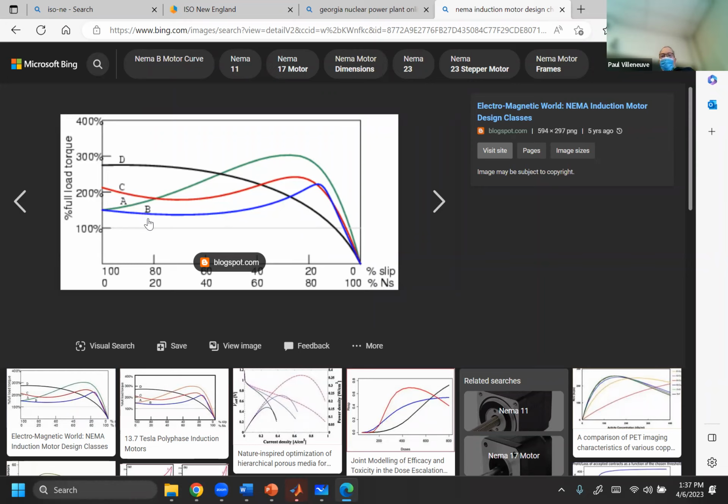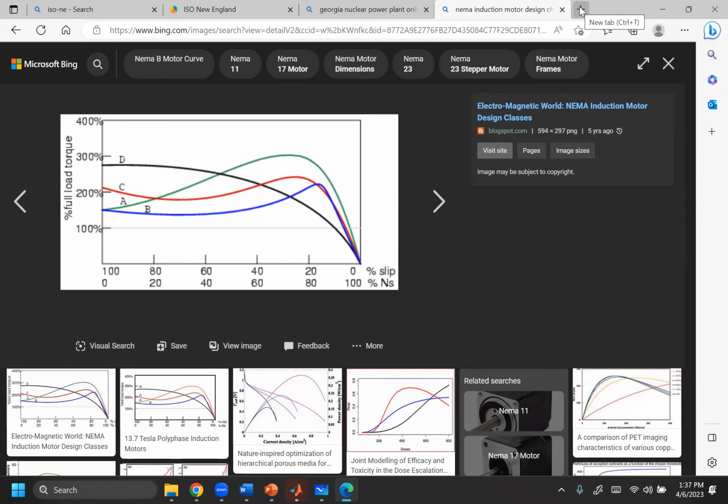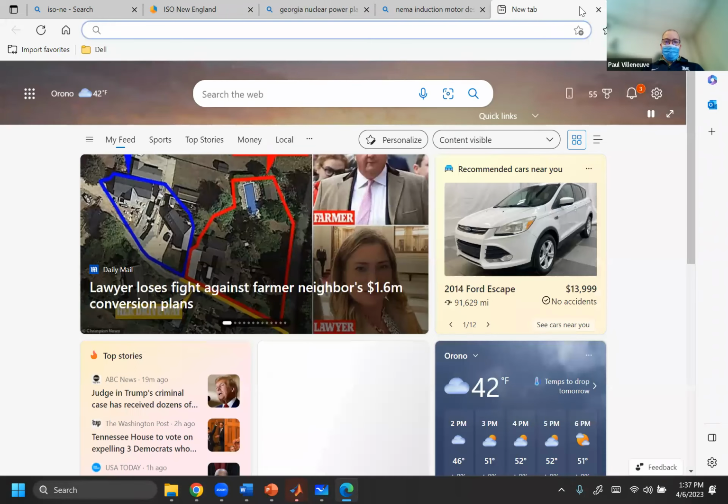Any of my mechanical engineering friends want to comment on that? Have you ever specified a different design than NEMA B? Nope, it's usually our standard go-to. Okay.